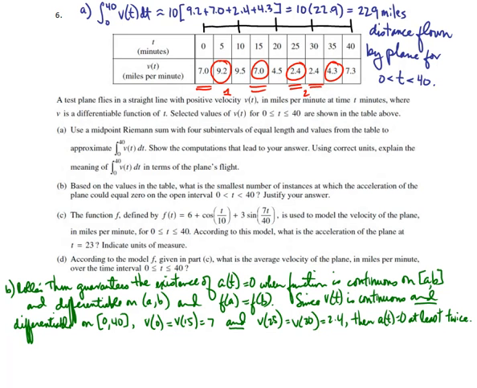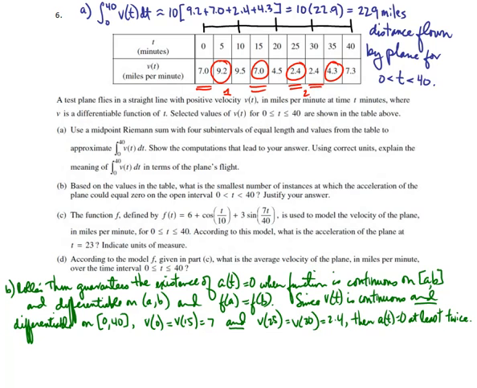Okay, part C says the function f defined by f of t is 6 plus cosine of t over 10 plus 3 sine 7t over 40 is used to model the velocity of the airplane in miles per minute for 0 to 40. According to this model, what is the acceleration of the plane at t equals 23?